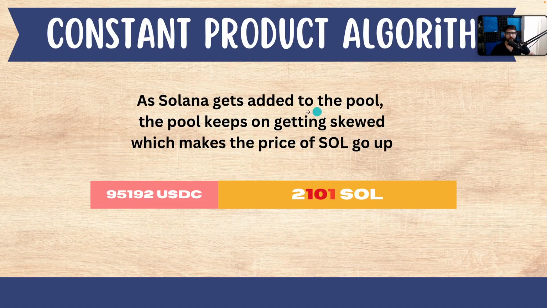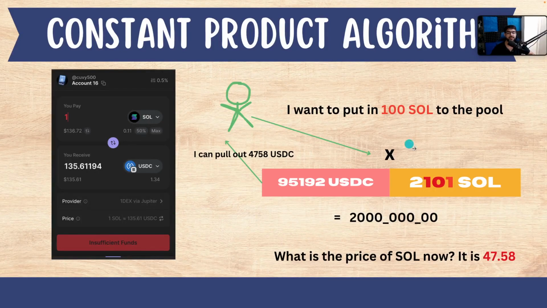As Solana gets added, the pool keeps on getting skewed. This side becomes bigger, this side becomes smaller, which makes the price of Solana go down. As you saw, if more Solana is coming here, it means the person is selling Solana. There is a lot of sell pressure. People are going to Phantom and saying, sell, the market is going down. So of course, if there is selling pressure, the price should go down.